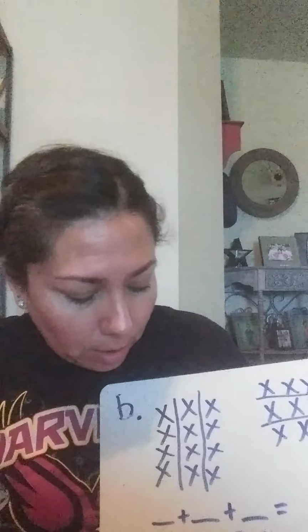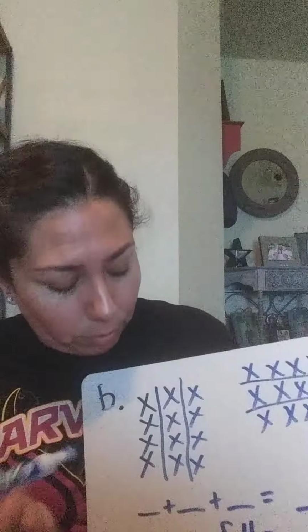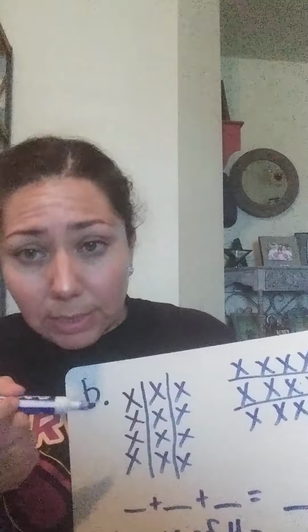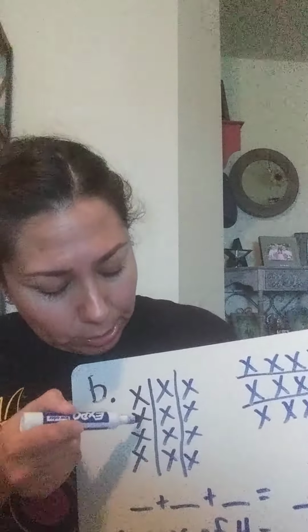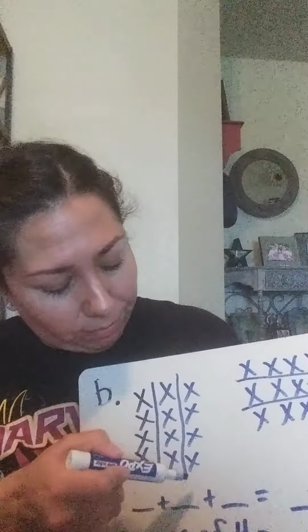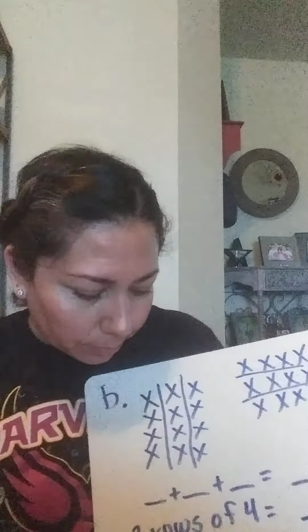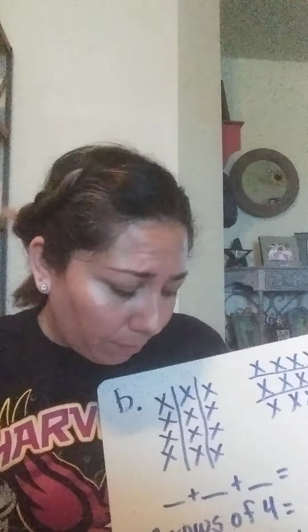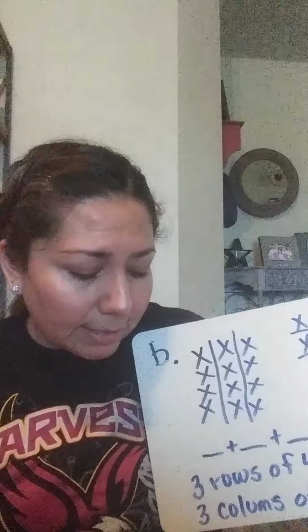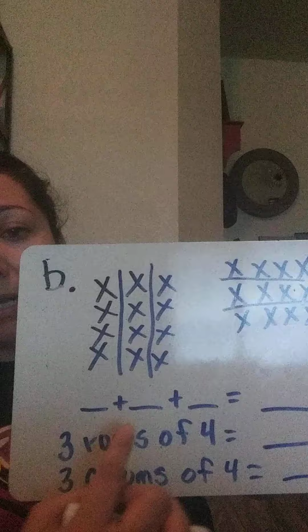We are going to do 3 columns of 4s. So are these 4? Let's count together. 1, 2, 3, 4. So they are 3 columns of 4s. Now it says fill in the blanks. So on the side, on the first one, we have it like this.